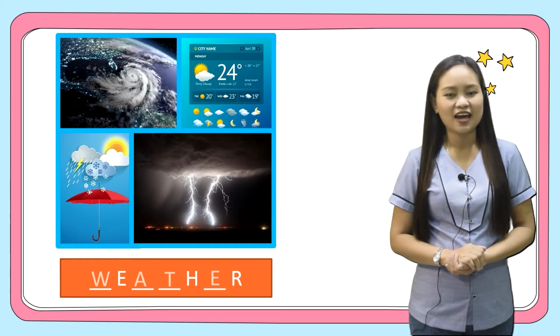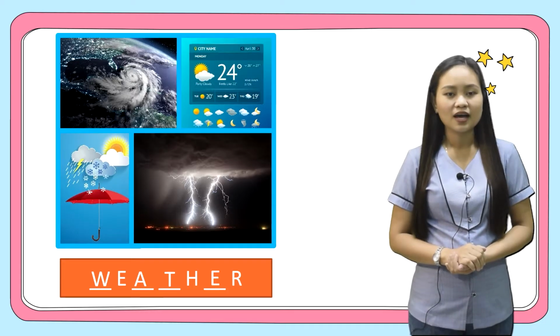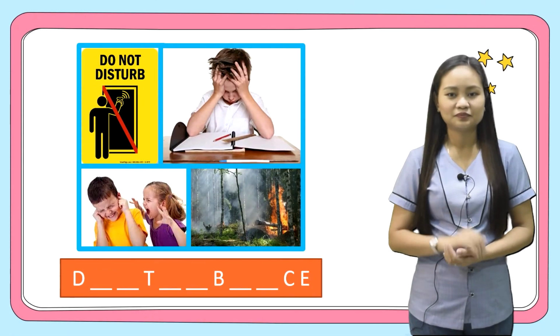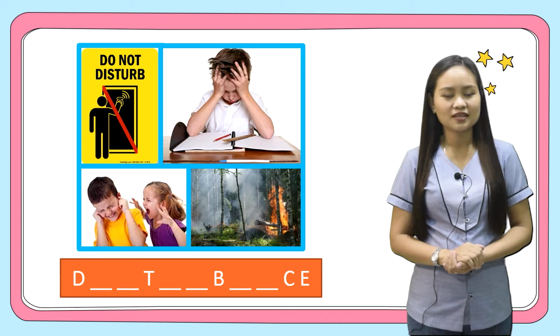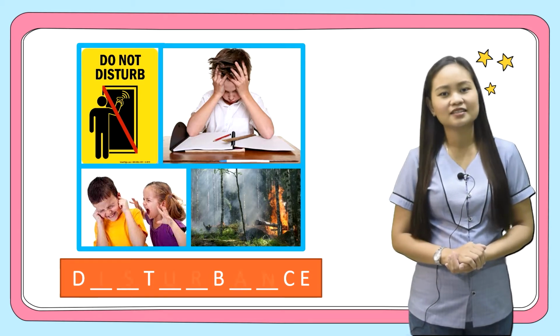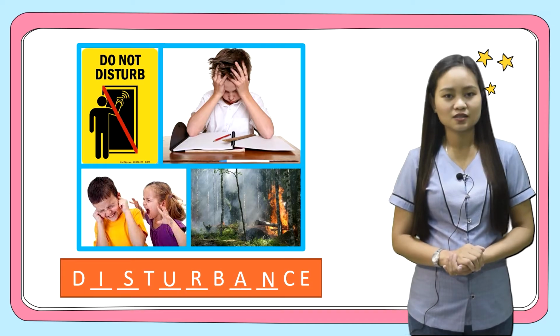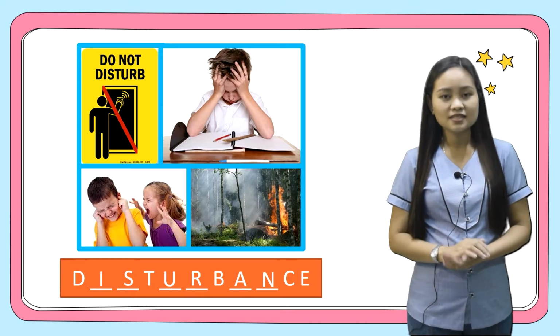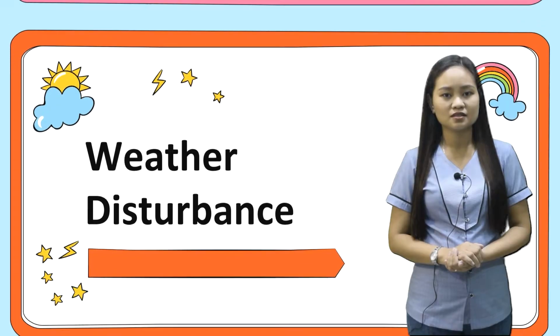Very good. The answer is weather. How about this one? What do you think is the word here? That's correct. The word here is disturbance. Today's lesson will be about weather disturbance.